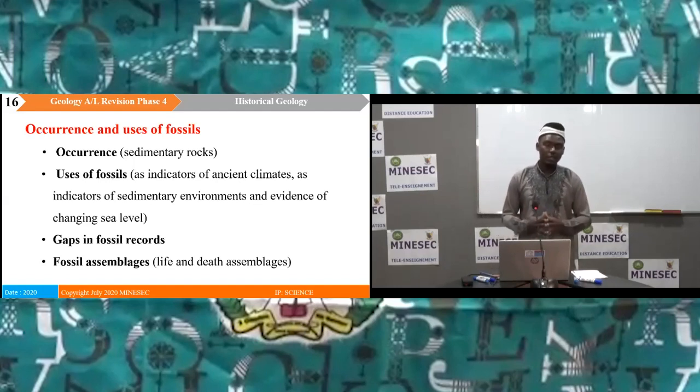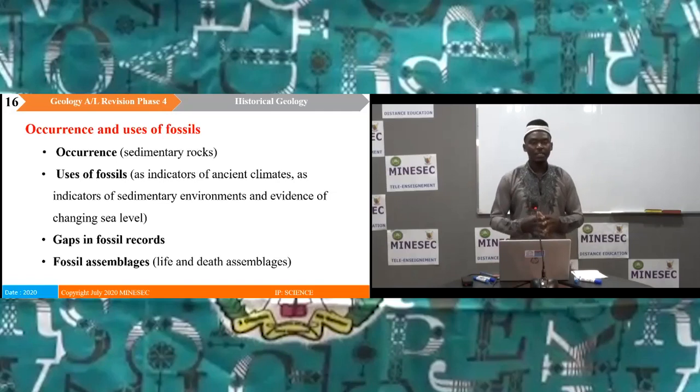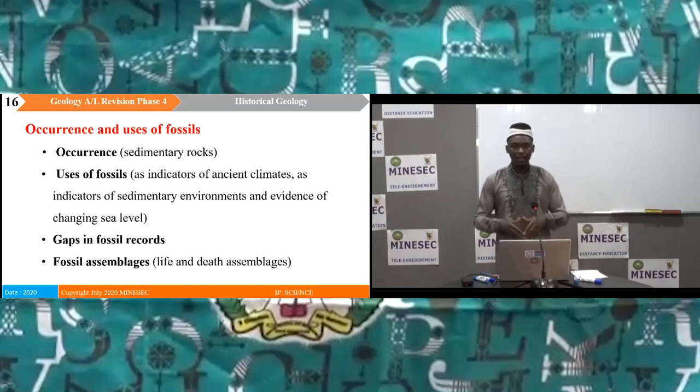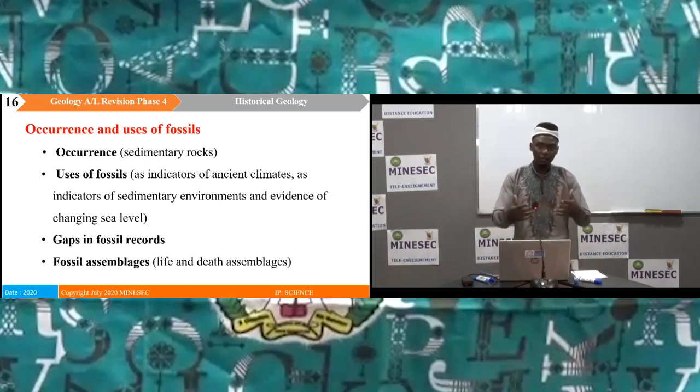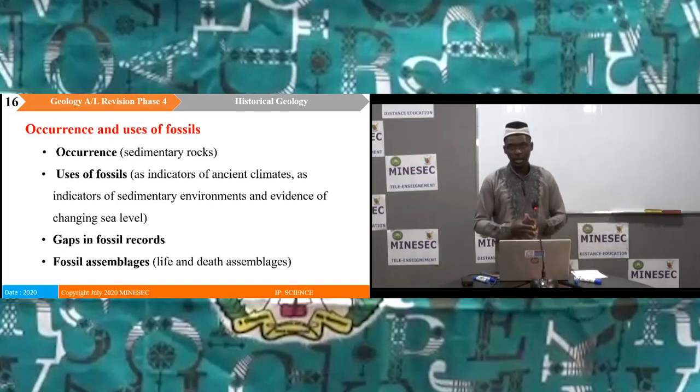Fossil assemblages can be termed live assemblages if the fossils are preserved in their living form, in their living mode or living position, or dead assemblages, fossils that must have been reworked before being redeposited.